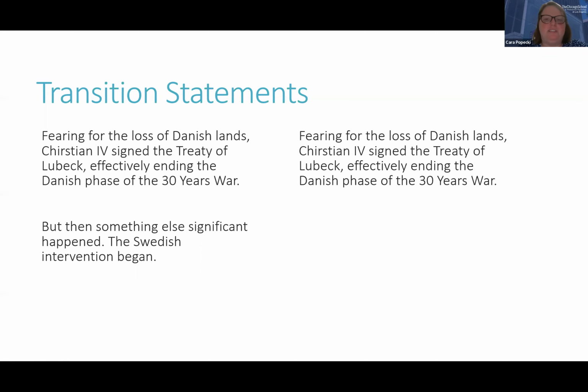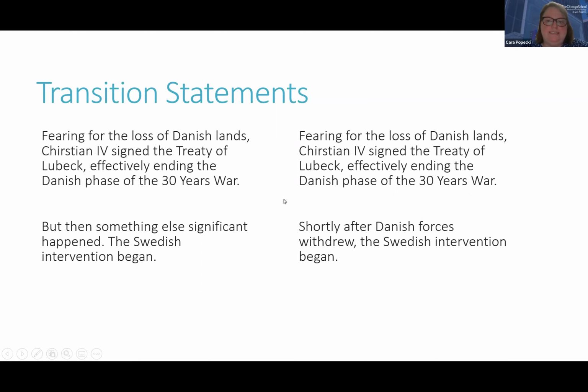But let's look at a better transition. So we have the same ending sentence, fearing for the loss of the Danish lands, and so on. But we want to segue from this idea to the idea about the Swedish intervention beginning. So what's a strong way of doing this? Again, you could go about it in many different ways. Let's just see what one example is. So, shortly after Danish forces withdrew, the Swedish intervention began. So this is, again, taking that idea from the first paragraph and using it to transition into the second paragraph.